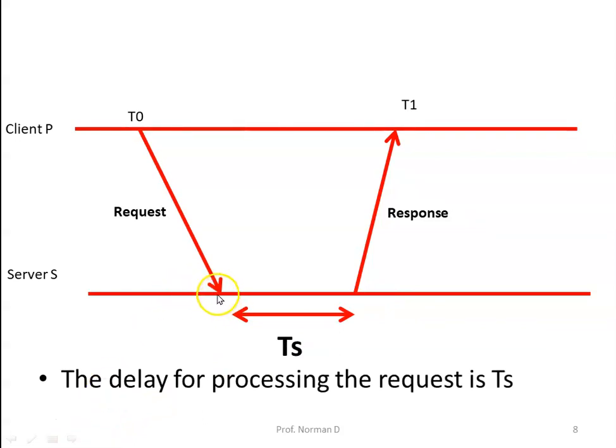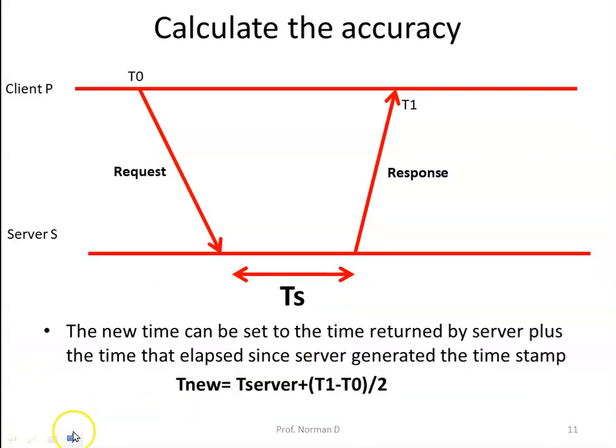We assume that the delay from T0 to T1 is Ts. Now, how do we calculate the accuracy? The new time that is sent to the client will be calculated as (T1 - T0) / 2 + Ts, which is the time it took to process the request by the client. So this will be the new time that is sent to the client.